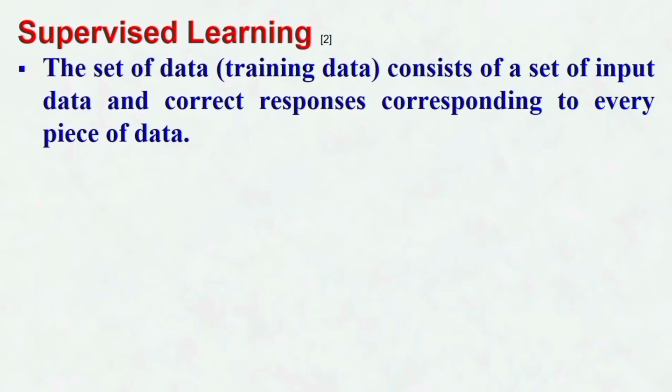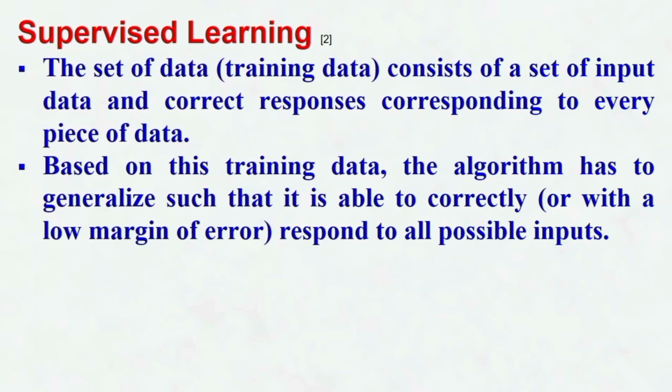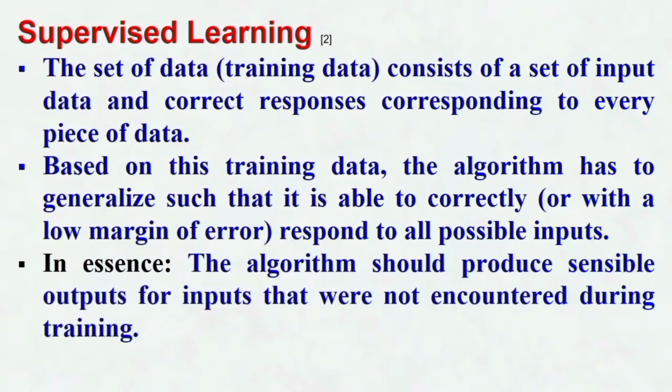Here the training data consists of a set of input data and correct responses corresponding to every piece of data. Based on this training data, the algorithm has to generalize such that it is able to respond correctly, or with minimum error, to possible inputs. In essence, the algorithm should produce sensible outputs for inputs that weren't encountered during training.